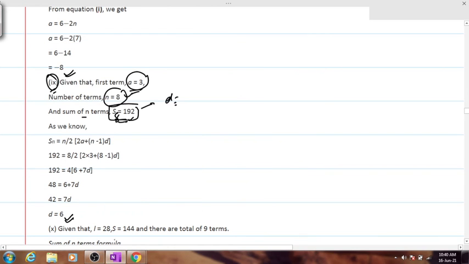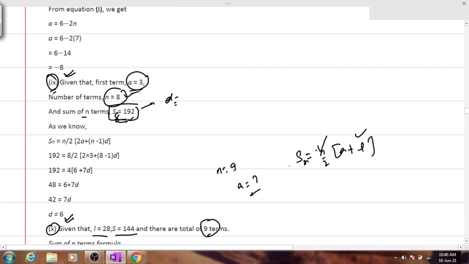Okay, then we'll move on to the next numerical, which is the 10th one. The last term and the sum have been given. There are a total of 9 terms, so n is equal to 9. Can we calculate the value for a over here? Because we know Sn is equal to n by 2 (a plus l). Yes or no? l given, n given, 9 terms, Sn given as 144. Can we calculate the value for a over here? Kindly confirm.